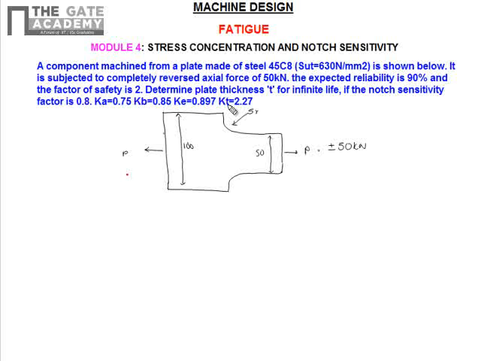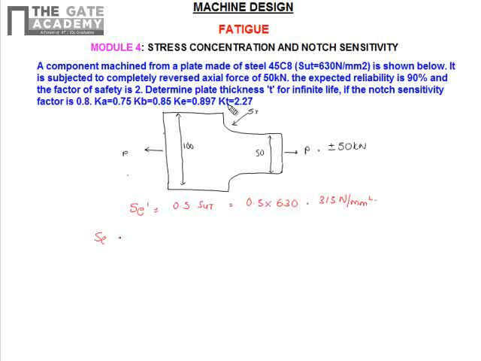Now, again here also we are going to design it for infinite life. Therefore, we should know what is the endurance limit of the material. Laboratory endurance limit is given by 0.5 times SUT. That is given as 0.5 times of 630. That is nothing but 315 Newton per mm square.